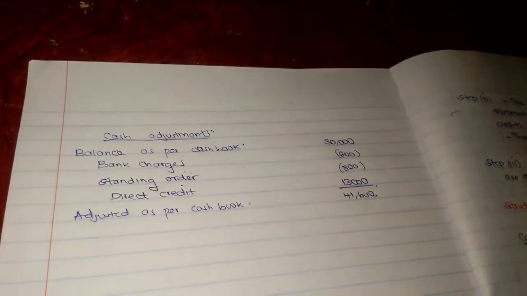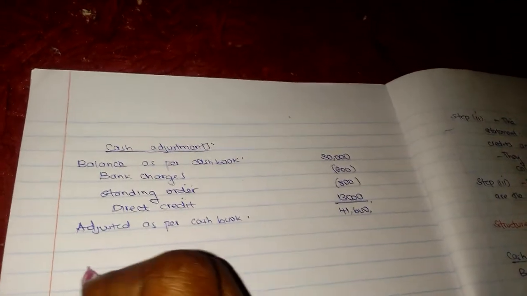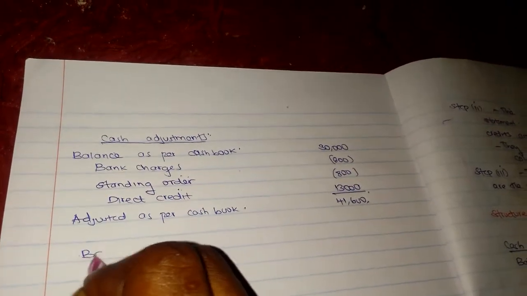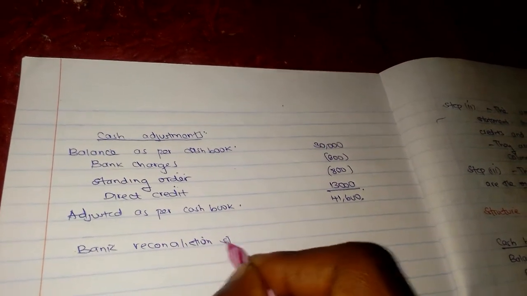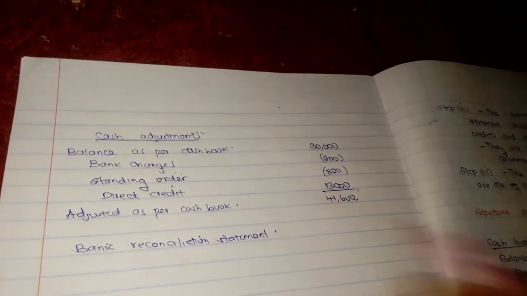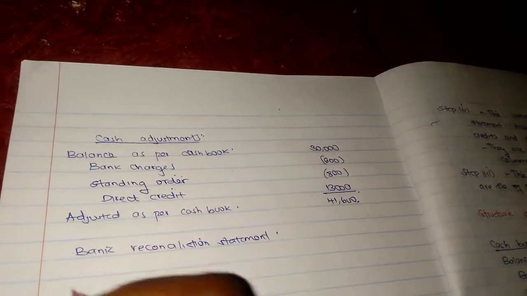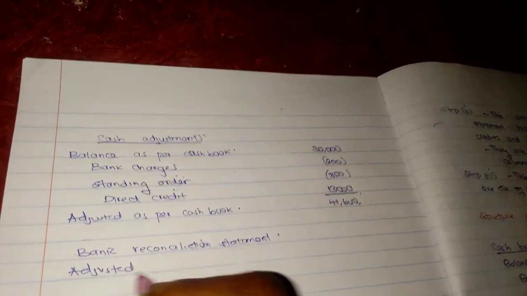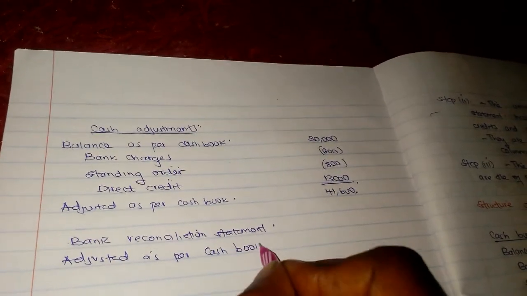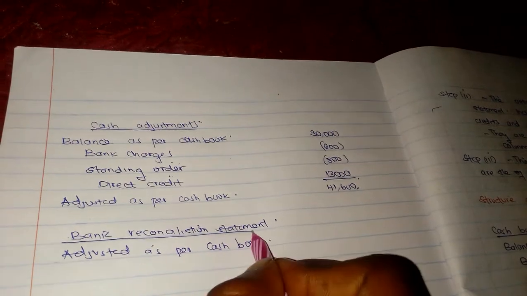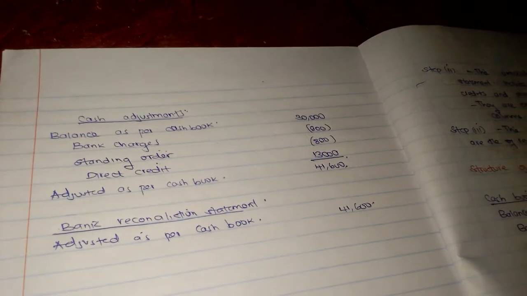Then the next step, we are going to the bank reconciliation statement. So this is the bank reconciliation statement. In the bank reconciliation statement, we start with the adjusted balance as per cash book, which is 41,600.